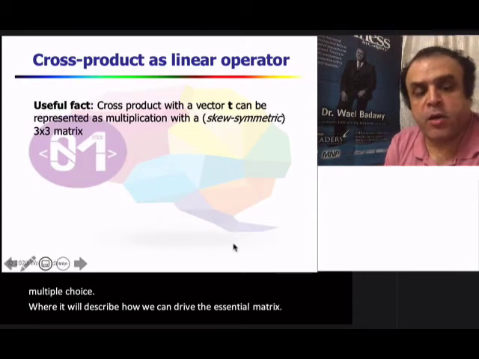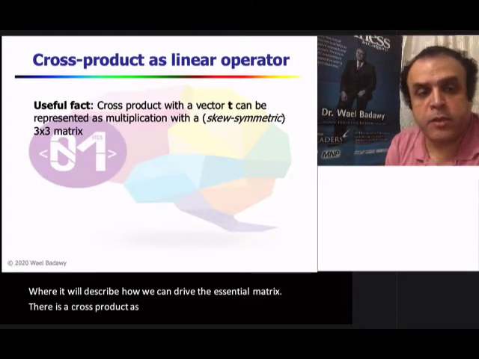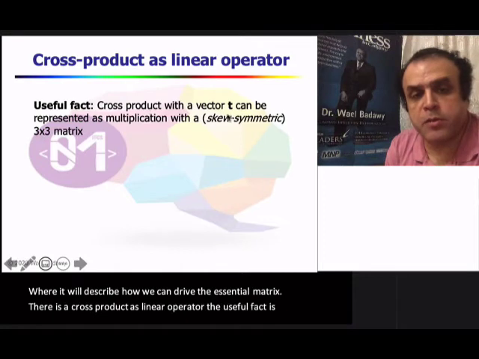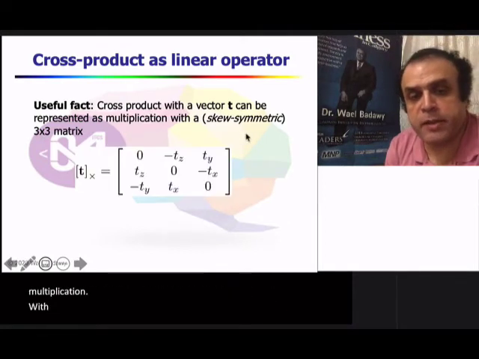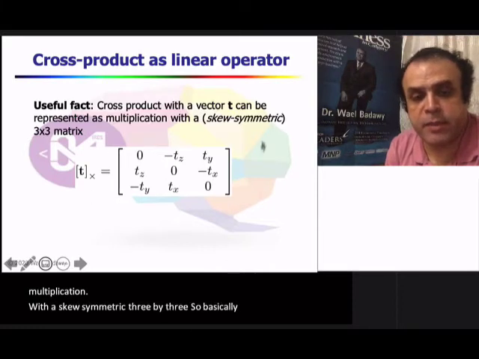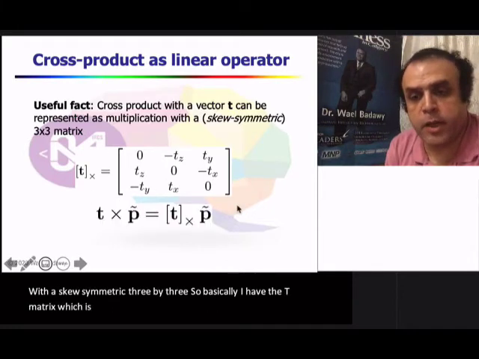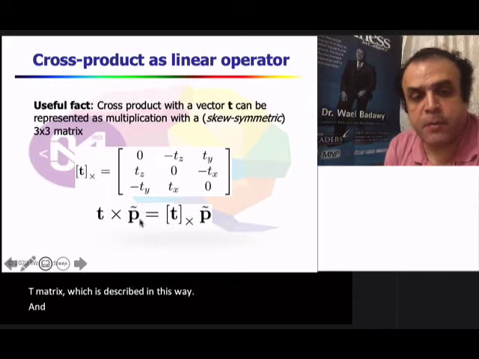The cross product as a linear operator. The useful fact is that the cross product with vector T can be represented as a multiplication with a skew-symmetric 3 by 3 matrix. So basically I have the T matrix, which is described in this way, and T cross P bar will be equal to the matrix T times P bar.